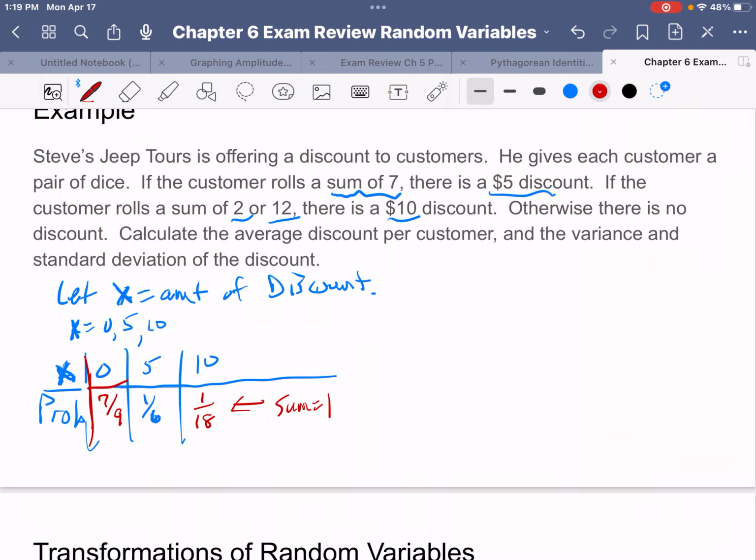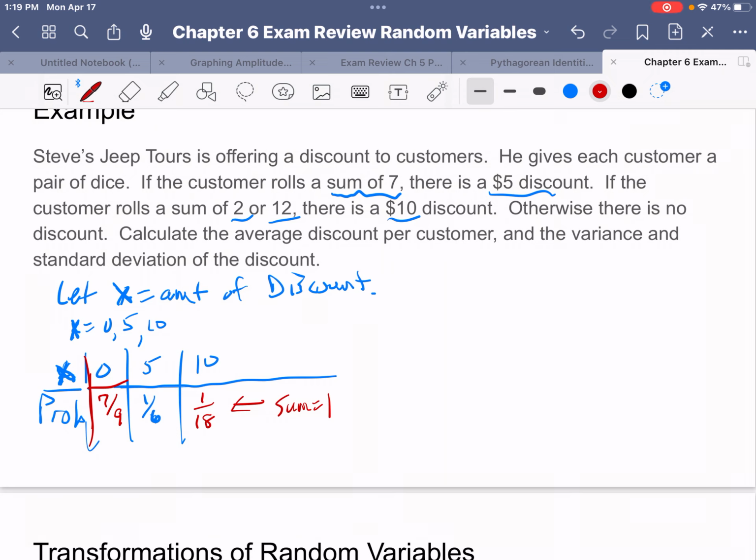Very frequently, the table that you see is something that's given or at least partially given. Okay? So I'm just going to check. Does 7/9 on my calculator plus 1/6 plus 1/18 equal 1? Yes, it does. So I'm comfortable with my table.